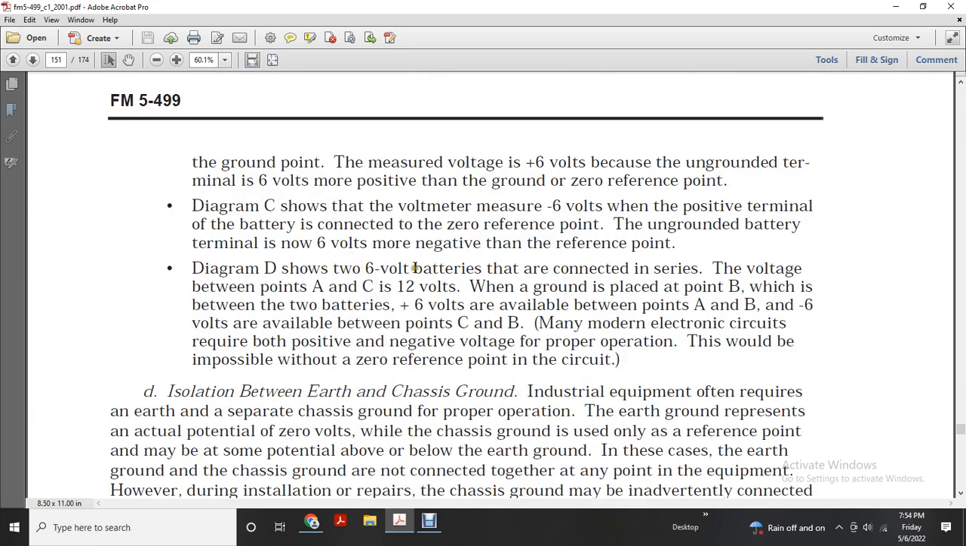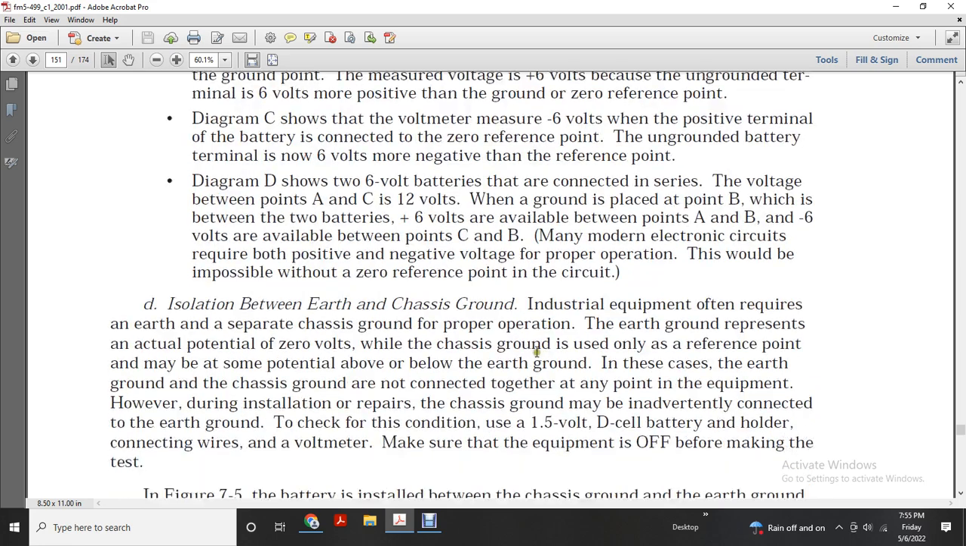Reference point diagram B: with a 6 volt battery, the voltage between A and C is 12 volts. The ground placed between points A and B is in between the two batteries. Now 6 volts is available between points A and B, and 6 volts between points C and B. This makes it possible to power modern electronic circuits that require both positive and negative voltage for proper operation. This would be impossible with no zero reference point in the circuit.